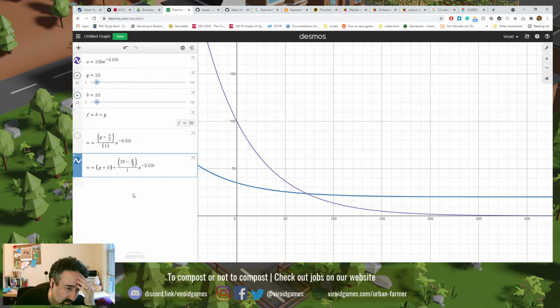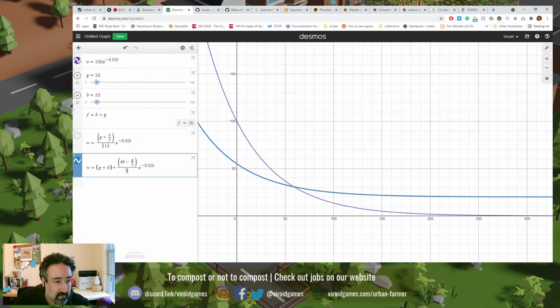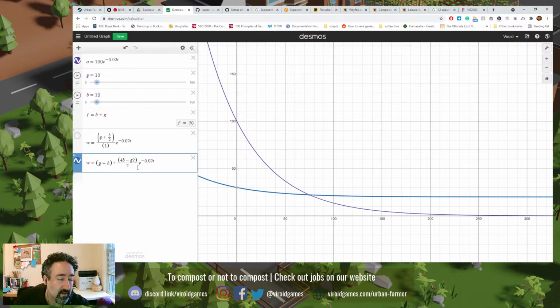This is a horrible function. This actually should be 4b minus 2g over 2, which is more ridiculous. That's what it is.